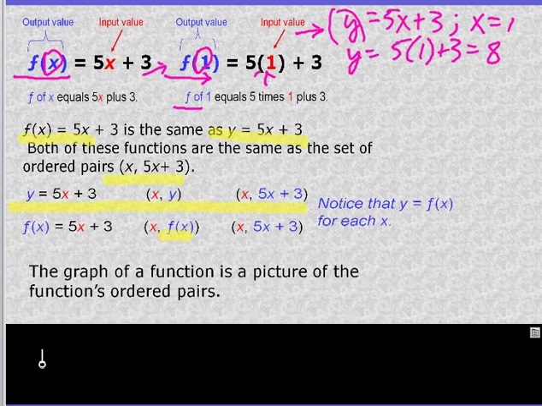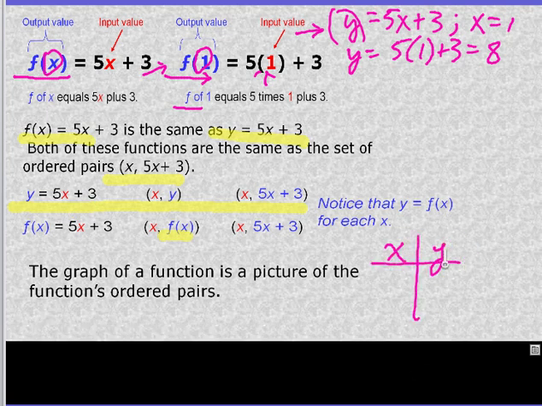Okay, the graph of a function is a picture of the function's ordered pairs. So I think we know that if I wanted to graph a function like this, we probably know a lot more how to graph a function like this because it's pretty simple. If it were a more complicated function, we know that we could plug in some values for x, create a table, find the values of y, or I should actually replace this with f of x, and then graph those as ordered pairs on an xy coordinate plane.